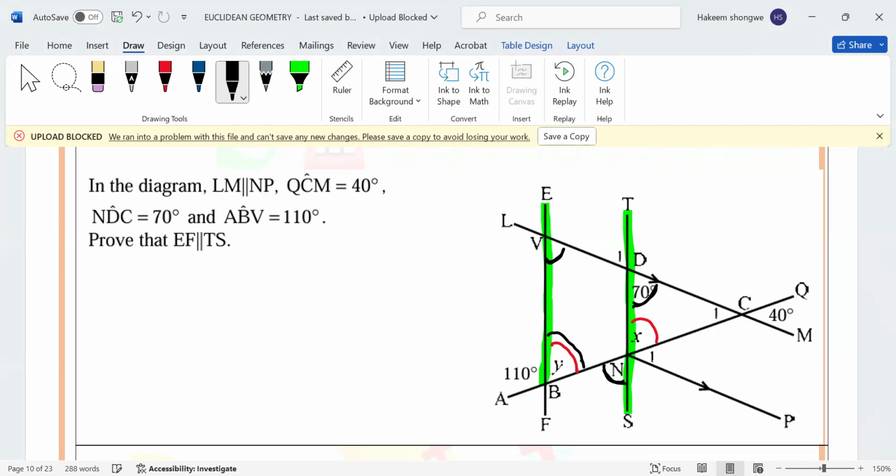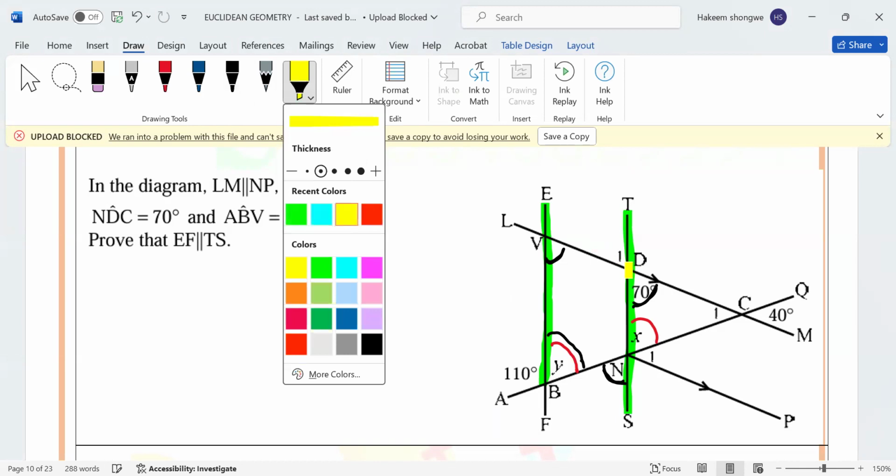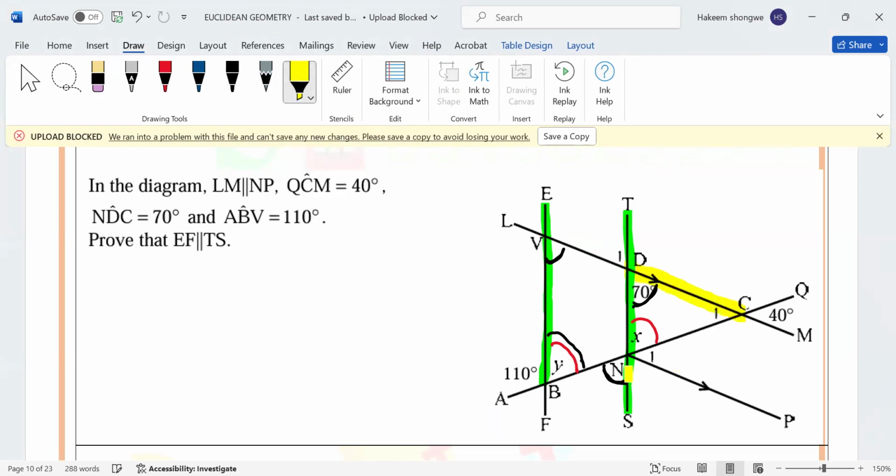Sharp. Yeah. Okay. Let's see. How can we find angle X? Angle X lies in triangle DCA. So I can find my X by using that triangle there. So I can simply say, okay, sharp, 70 plus angle C1 plus angle X equals 180.